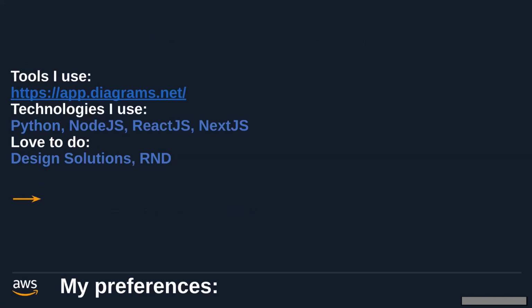So these are the tools and technologies that can be used for serverless CMS building. If you have the passion to do R&D and design your customized solution, then you can use these technologies to build your serverless CMS. And I personally prefer these services, these technologies, to build a serverless CMS application.